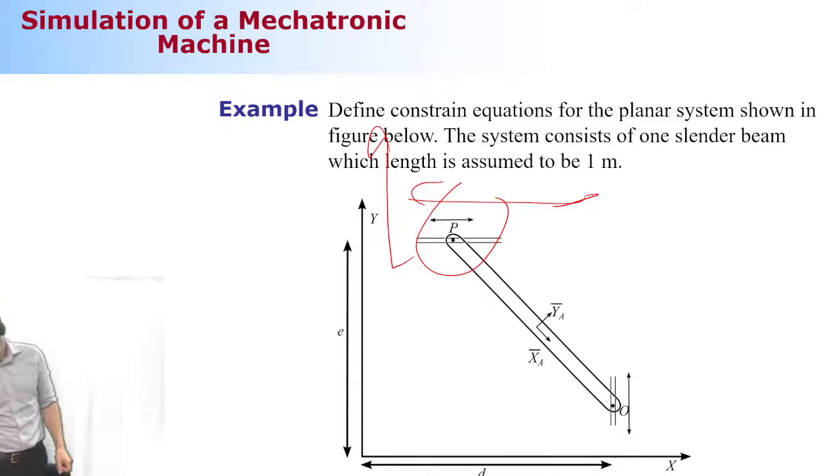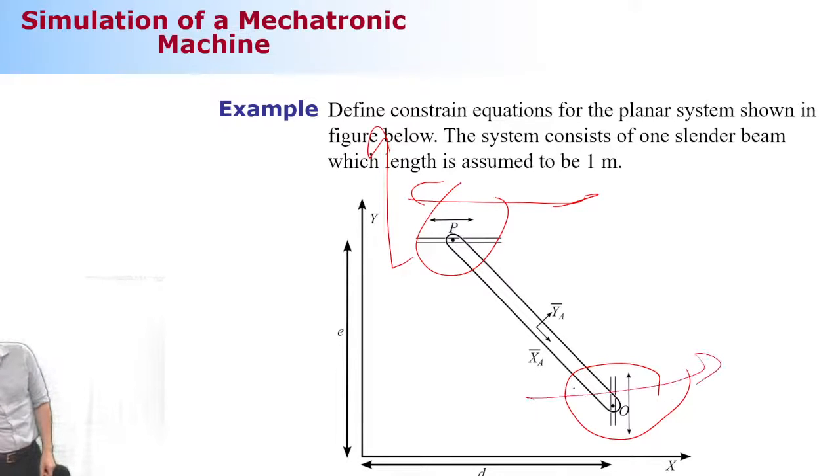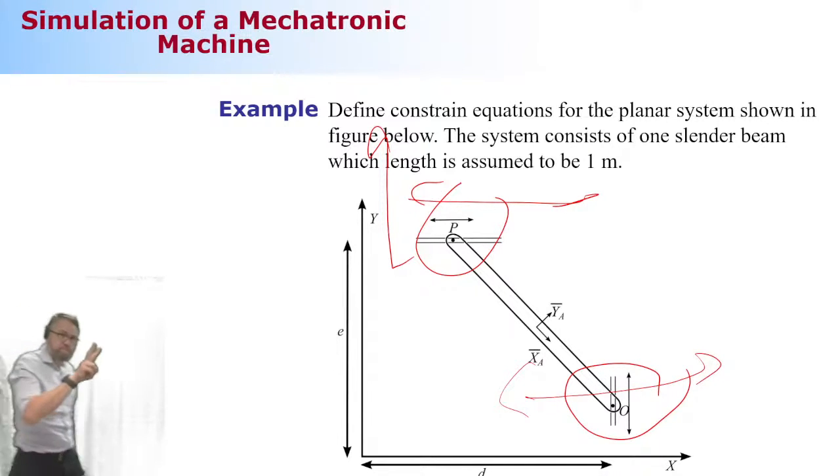Then I have another primitive joint, at point O here. Same story. This point can do everything it wants, except it cannot move along the global x coordinate axis. That's a constraint. All right, how can we define the constraint equations needed? We already know that we need a total of 2 constraint equations.